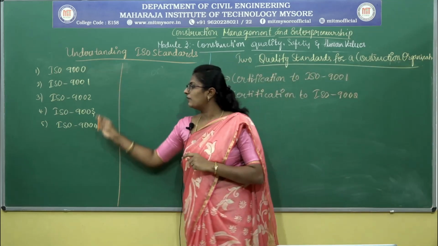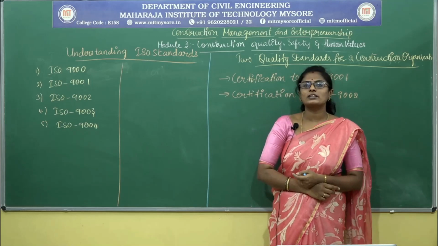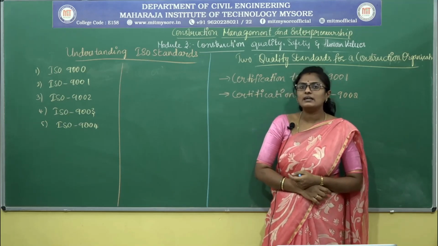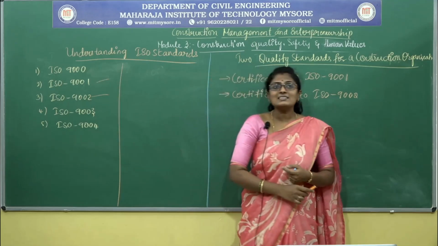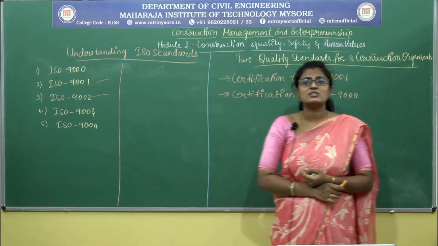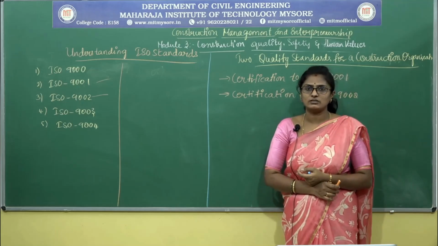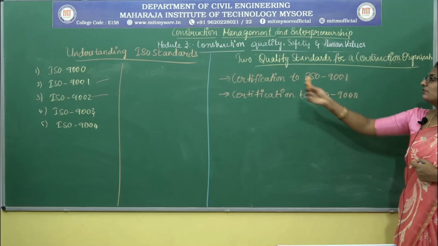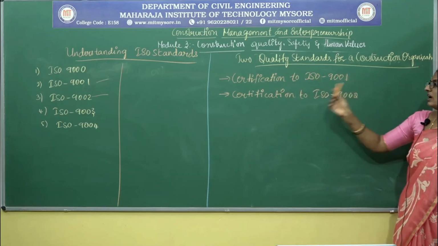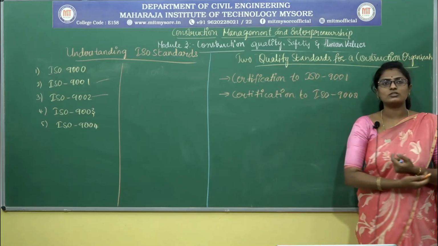So out of these 5 standards of the ISO 9000 series, we consider ISO 9001 and ISO 9002 as the 2 quality standards for construction organization. That we consider as certification to ISO 9001 and certification to ISO 9002.